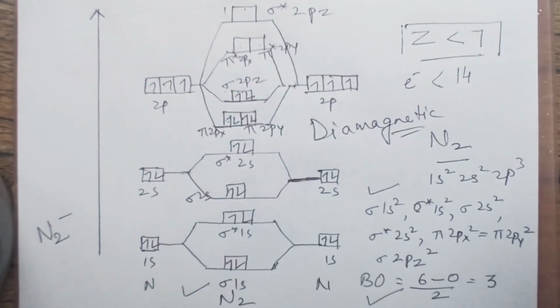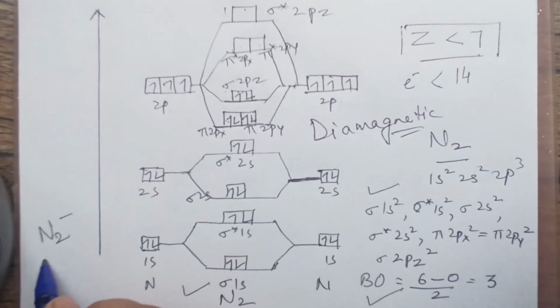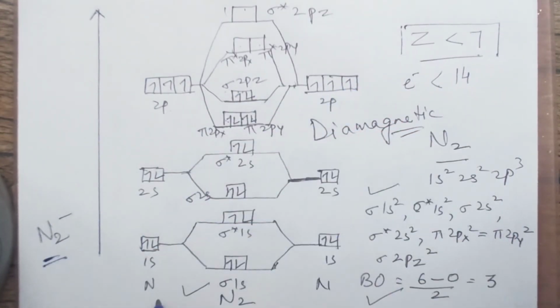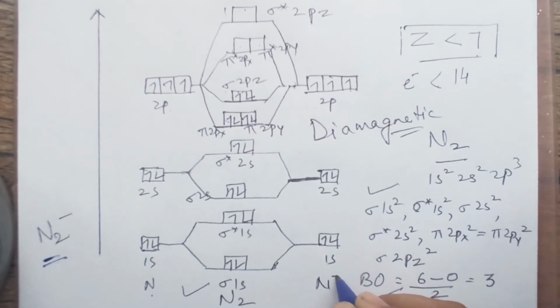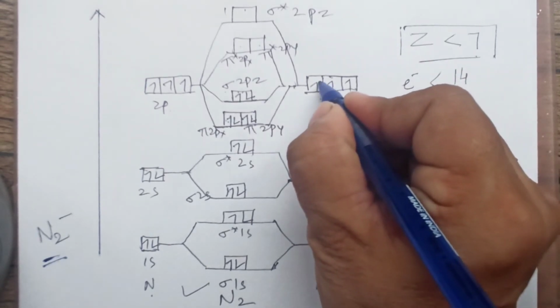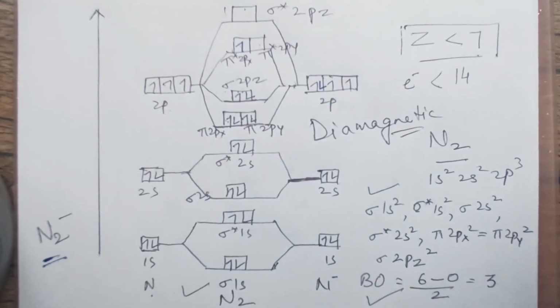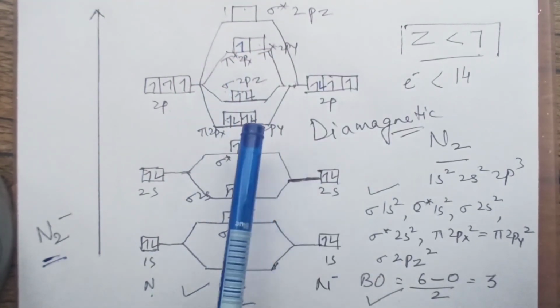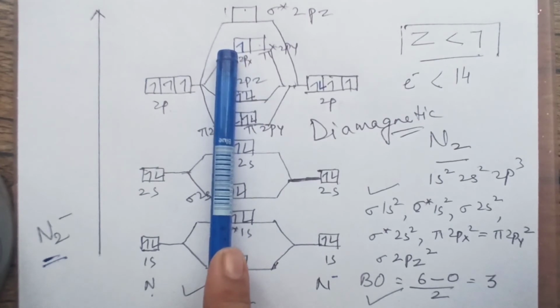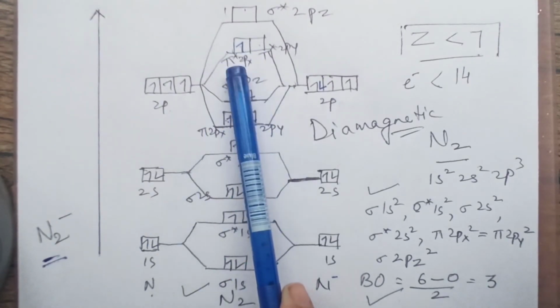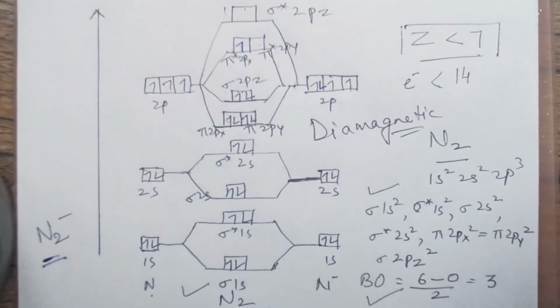Please take a screenshot of this N2 first. Now, if you have to draw for N2 minus, you will add 1 more electron here. Then you will calculate: bonding electrons are 6, anti-bonding is 1, divided by 2. It will have a fractional bond order. That is not a problem. Then it has 1 unpaired electron also, which will make it paramagnetic.